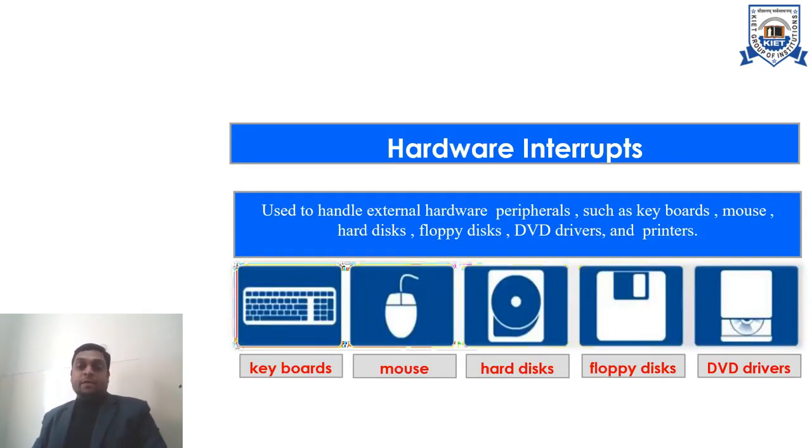Causes of hardware interrupts. See here, a few hardware devices are denoted which can cause an interrupt, like keyboard, mouse, hard drive, floppy drive and DVD drive. These may cause an interrupt to the processor.